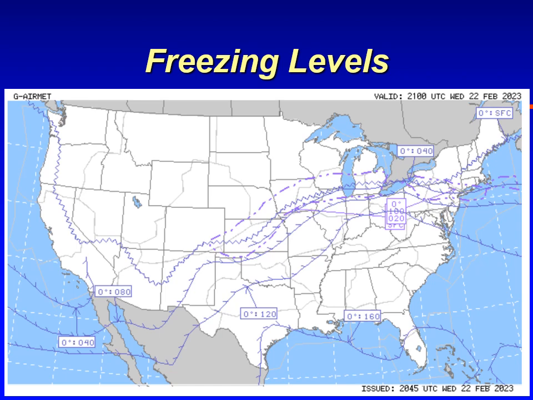Here is a G-Airmet showing you the freezing levels from the surface extending up to 16,000 feet, and also areas of multiple freezing levels.